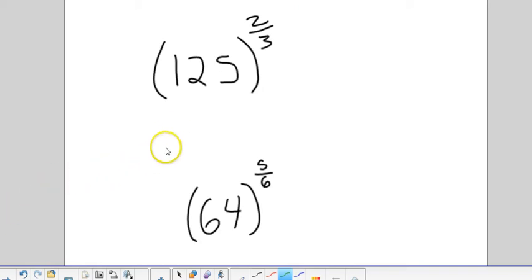So let's take a look at 125 to the 2/3 and 64 to the 5/6 power. So I want you to either use method 1 or method 2. All right, I'm going to show both here in a second. So I'm going to pause this. I want you to pause. Try to see if you can use method 1 and method 2 to come up with answers.